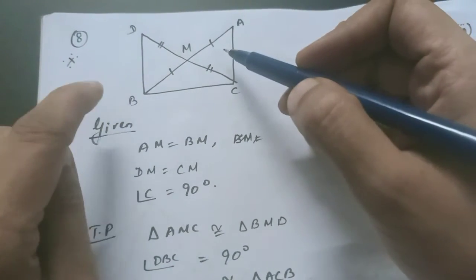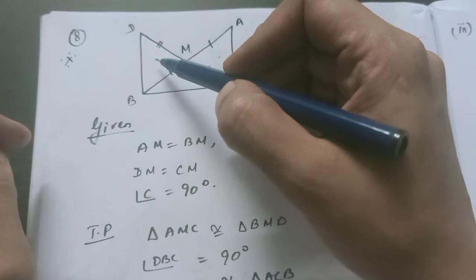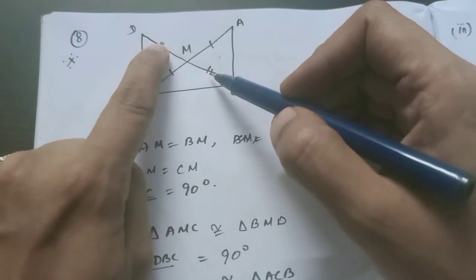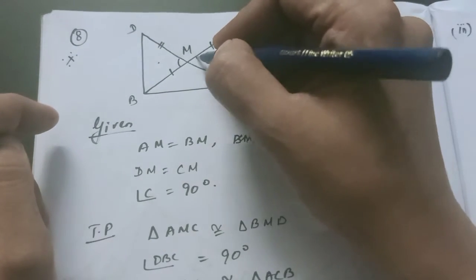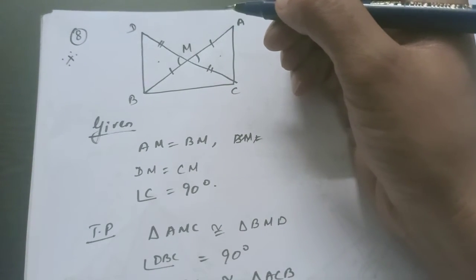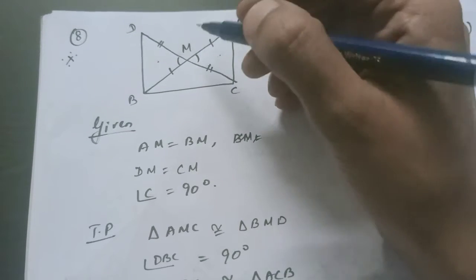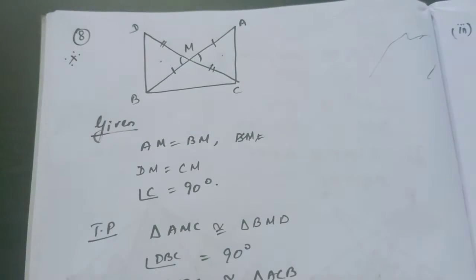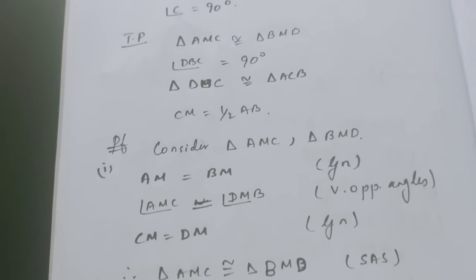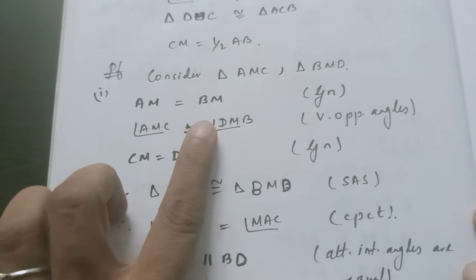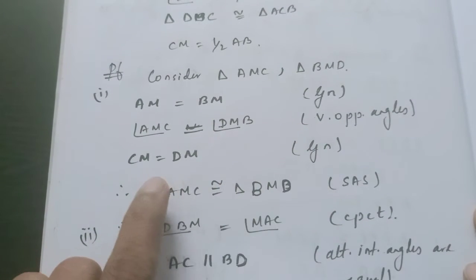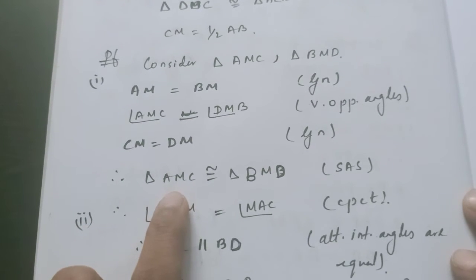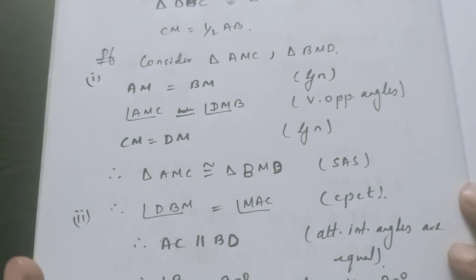So we consider those two triangles, triangle AMC and triangle DMB. Now you see we have side equal and these two sides equal, and we know these two angles are vertically opposite angles. Vertically opposite angles are equal. So what do you have? SAS. By SAS, the two triangles are congruent. I have written the same steps here. We have AM equal to BM, vertically opposite angles are equal, and CM equal to DM. These are all given in the question. So the triangles are congruent by SAS criterion.